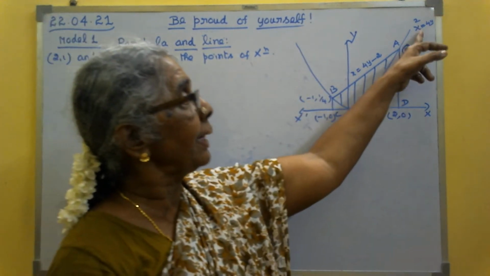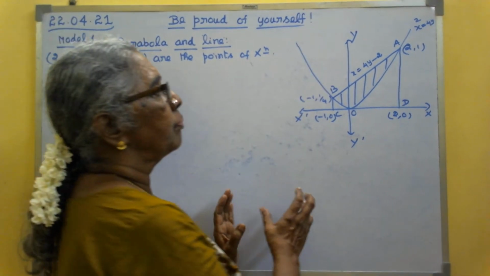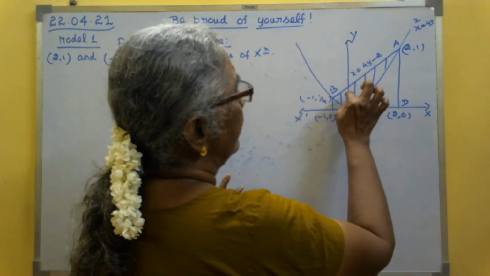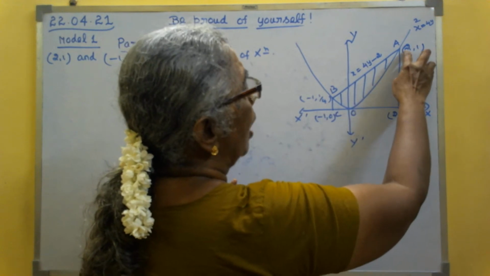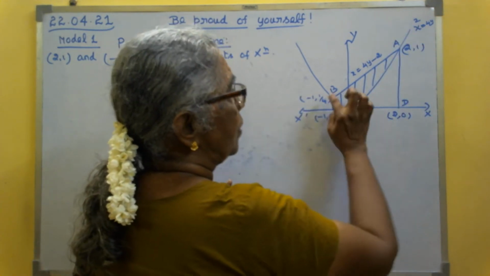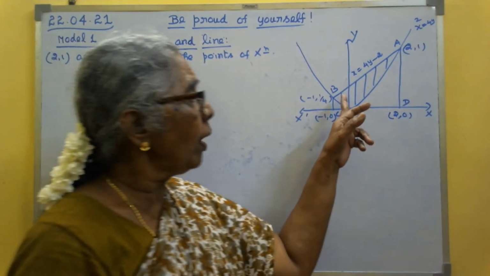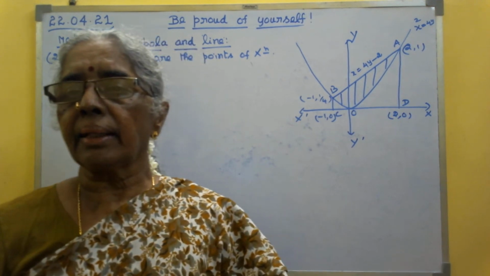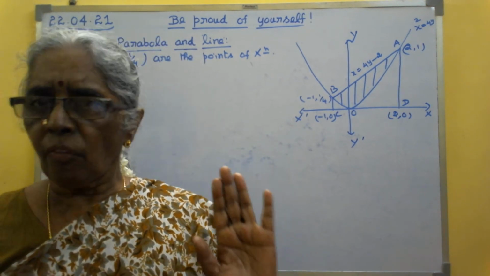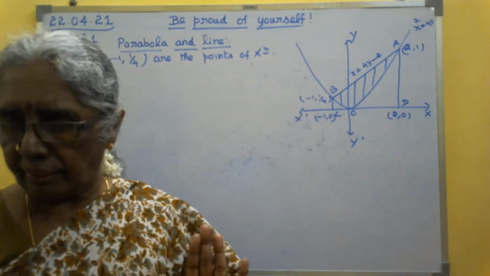Then write that equation x squared is equal to 4y. Then you approximately take some 1 here, so that here will be 1 by 4. So you mark the point 2 comma 1, that is A, and minus 1 comma 1 by 4, that is B. Join them. So that's the line. So now what I have shaded, that is the area you require. You have to find the area bounded by the parabola and the straight line, right?